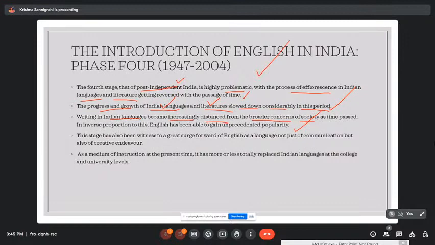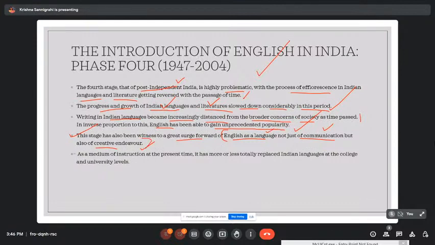So what happened? We see a change wherein writing in Indian languages became distanced from the broader concerns of society, and in inverse proportion, it is English which has been able to gain unprecedented popularity. So this stage has also been witness to a great surge forward of English as a language, not just of communication, but also of creative endeavor.